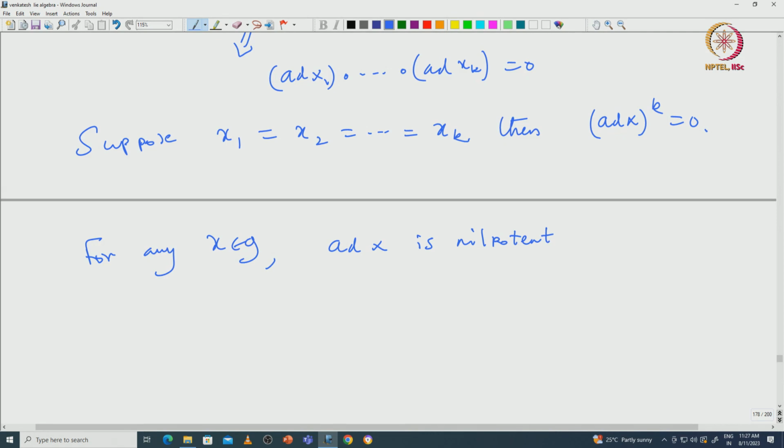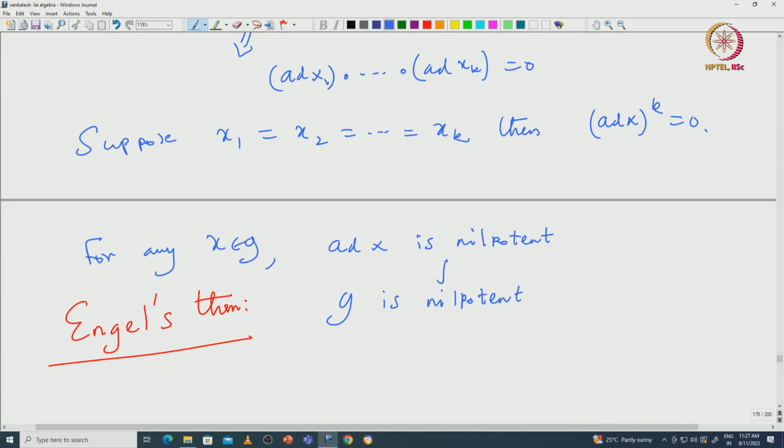Indeed, we will prove later what is called Engel's theorem. This actually characterizes the nilpotent Lie algebras. So let me state the theorem. We will prove it later. This was proved by Wilhelm Engel. What it says is, G is nilpotent.